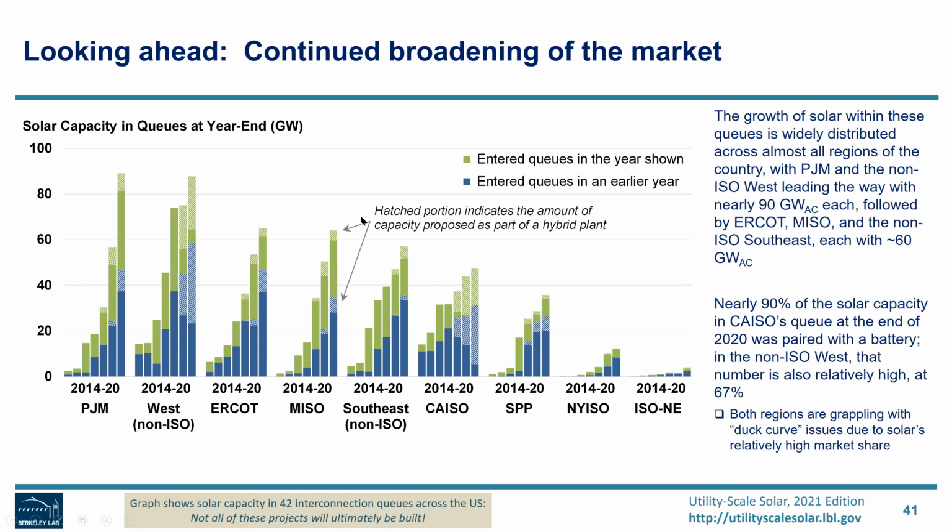So really, three themes I think here that come out of the queue data. One being the dominance of solar, two being the widespread distribution of solar throughout the US. It seems to spread more and more every year. And the third being this notable trend towards hybridization.